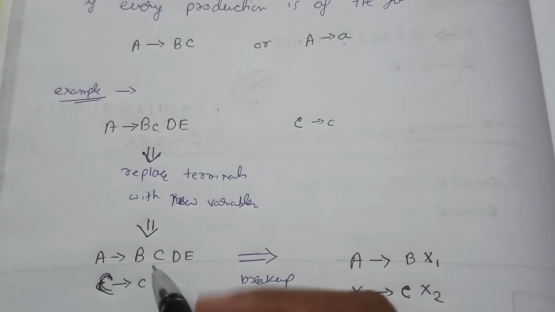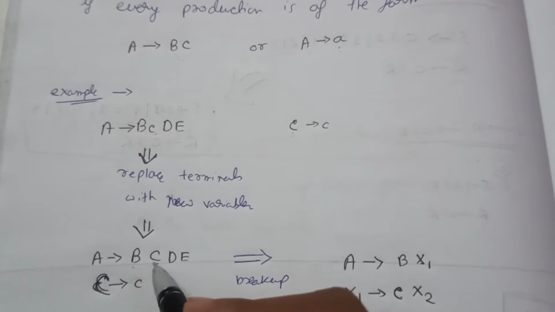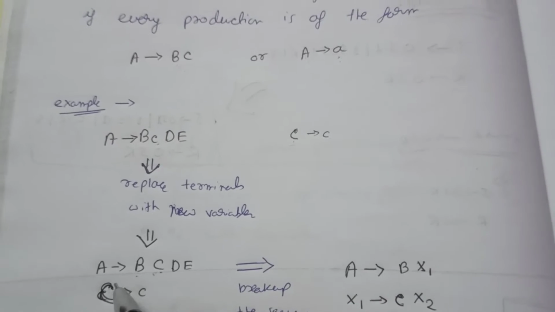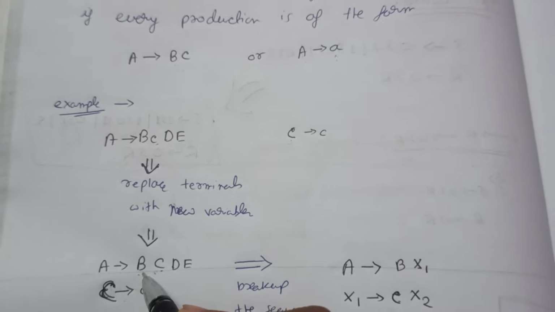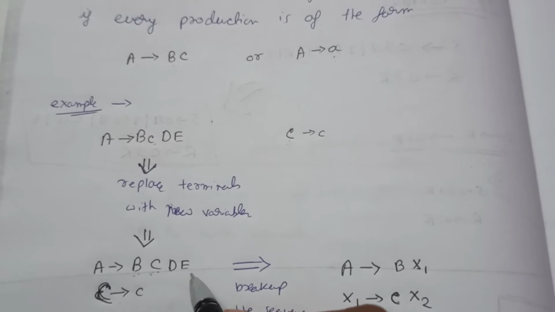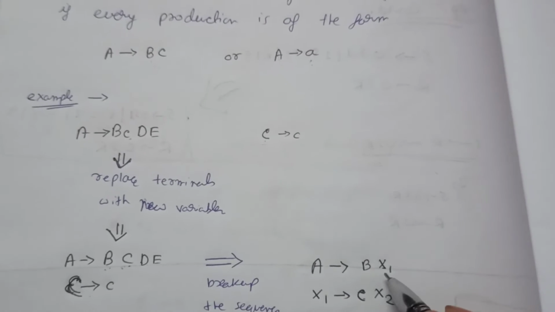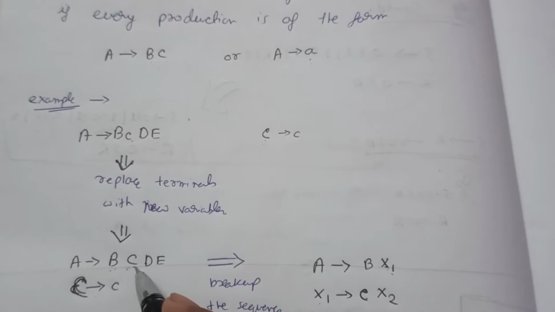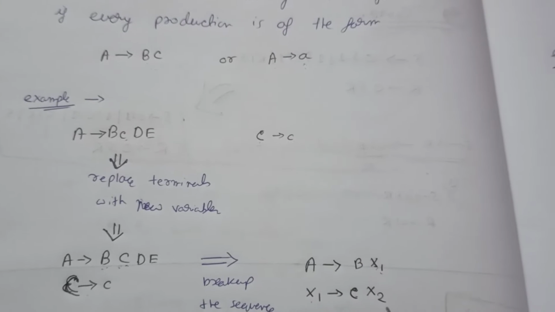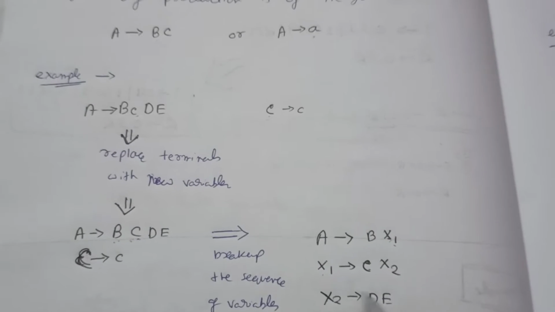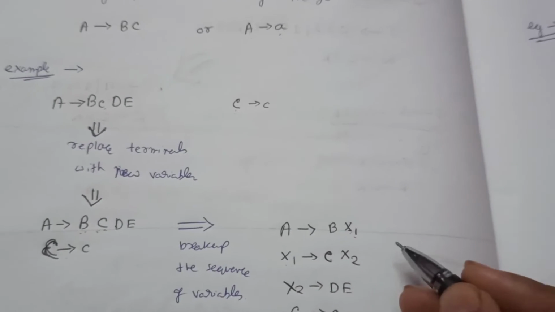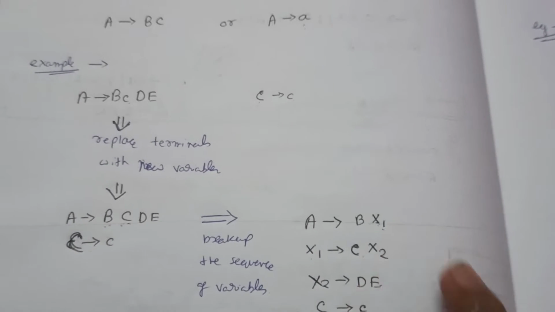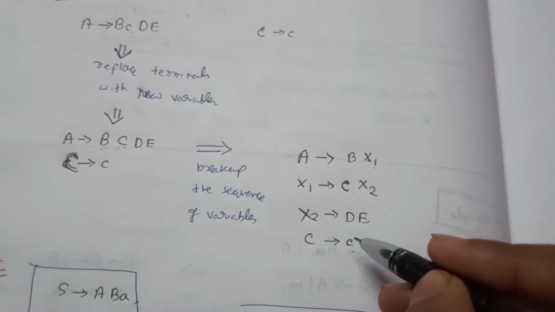Now we can only have a combination of two variables in a particular production rule, so we will just break it. I will take the first variable, and instead of the other three variables I will put X1, and from X1 I will again take the first variable, and for the other two we will take X2, and for X2 we will make the rest of the two variables. So there are two variables in each rule, and a terminal in the last one. Now this is in Chomsky normal form.